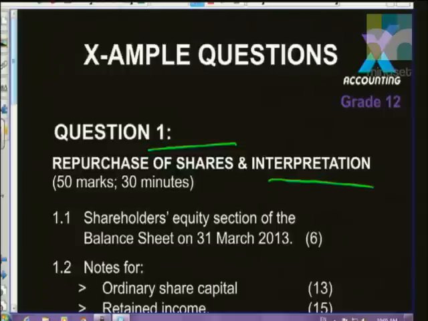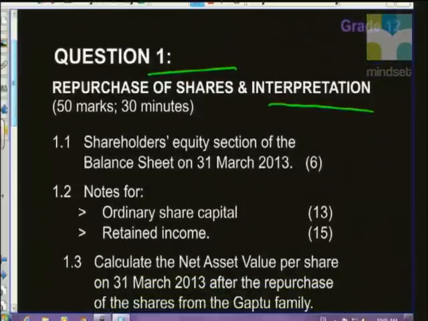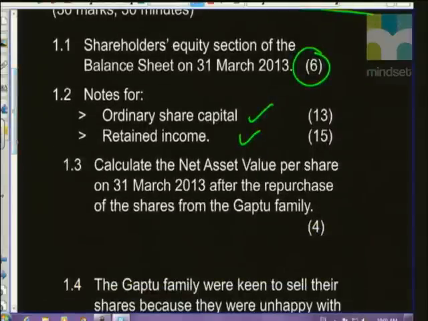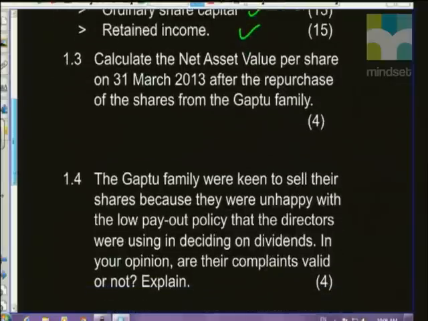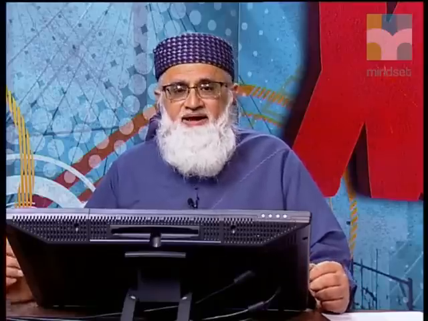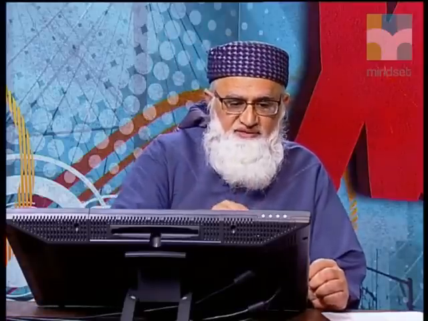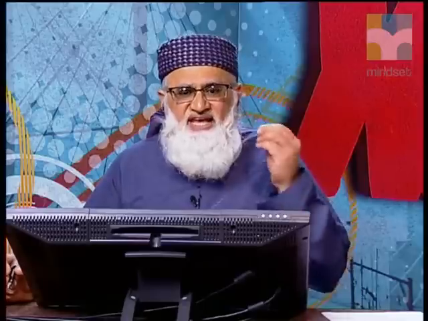What is expected of us? Always read the question, so you know exactly what the examiners want from me. They want you to show, one, the shareholders' equity section of the balance sheet for 6 marks. They want notes for the ordinary share capital and the retained income, and then you'll notice a calculation for the net asset value, and then some theory and interpretation questions. Why did they sell the shares? We will get into those questions as and when we progress through the lesson. Right now, let's get into the first bit of information and see what they have given us.